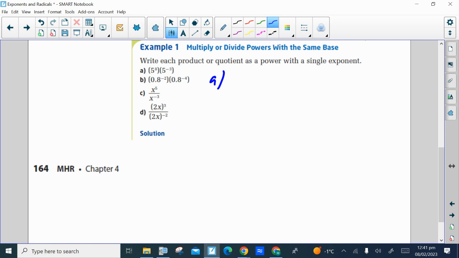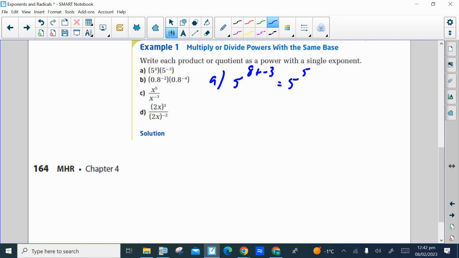But for question A, you're multiplying powers with the same base. Remember, the law says you add the exponents and keep the base the same. Up until now, we've always been dealing with examples where the base was a variable, a letter. But it doesn't matter if the bases are numbers. As long as they are the same base, you can apply the law. And in this case, you're multiplying powers with the same base, so you add the exponents and the base stays the same. And when you add 8 and negative 3 together, you're left with positive 5 as an exponent. So there's our answer.